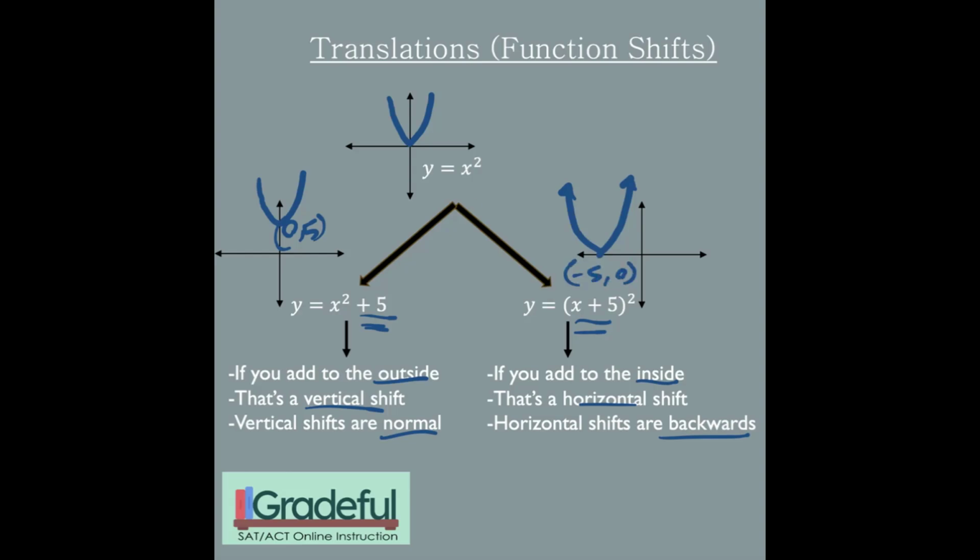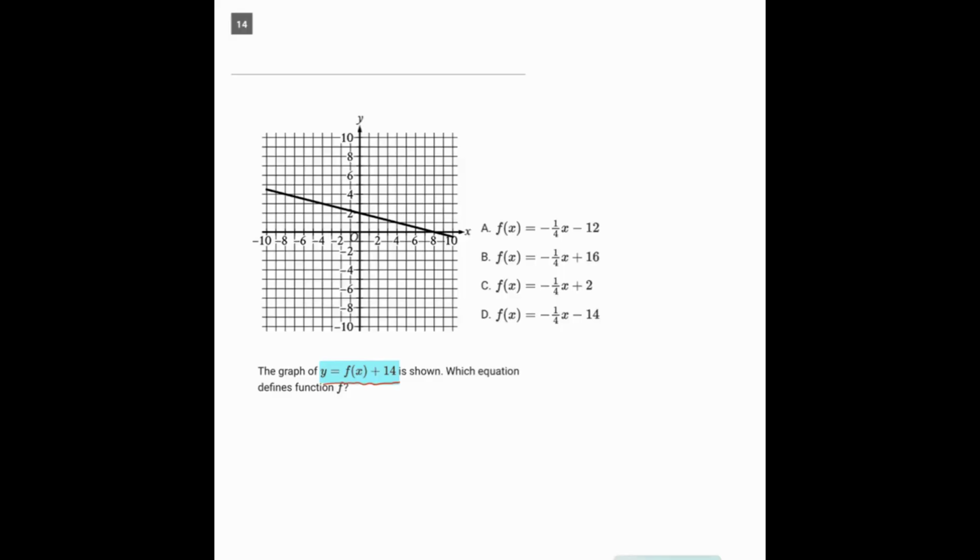Now, as far as this relates to f of x statements, if this is our regular f of x right here, then this would be f of x plus 5. So coming back to this question, we started with f of x plus 14. That's the outside. It's normal. So this represents the idea of going up 14.